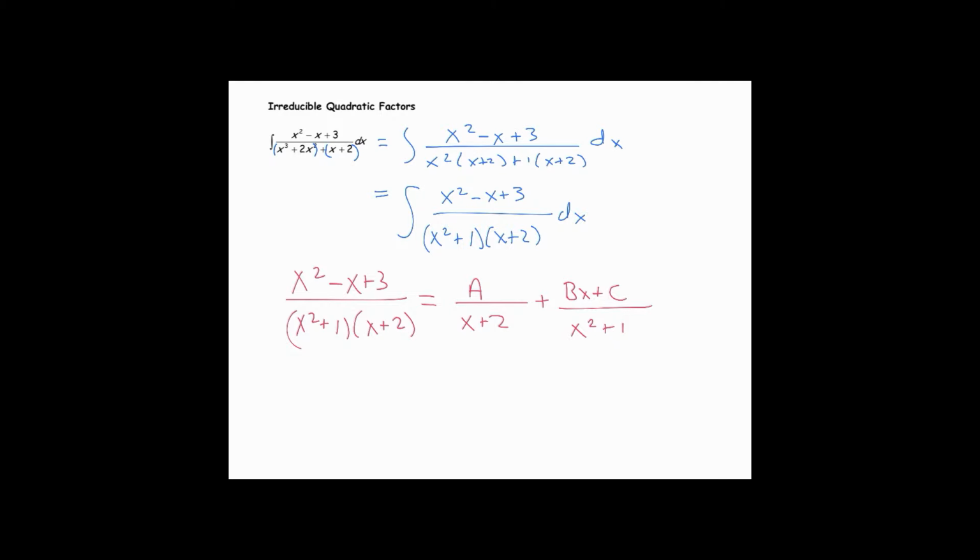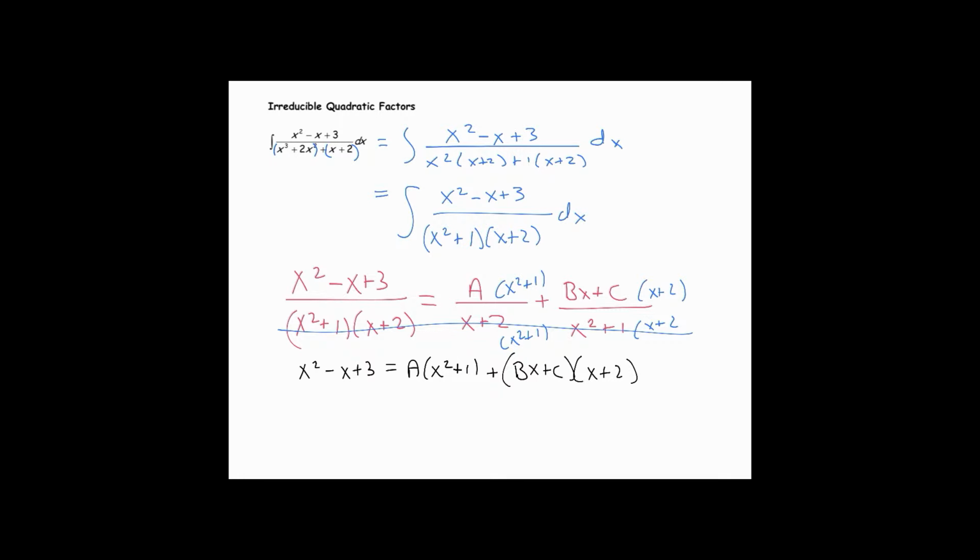But now we do the same thing we've always done. We'll get a common denominator. And so now we see that we get x squared minus x plus 3 equal to a times x squared plus 1, plus bx plus c times x plus 2.